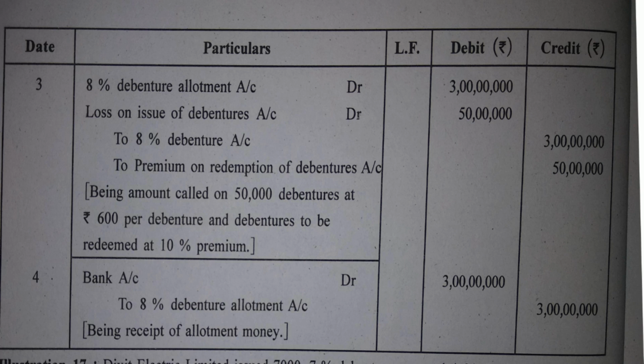Alright, next. And last, bank account debit 3 crore to 8% debenture allotment account 3 crore rupees. Obviously, the amount of allotment is received now and the sum is completed here. All right.